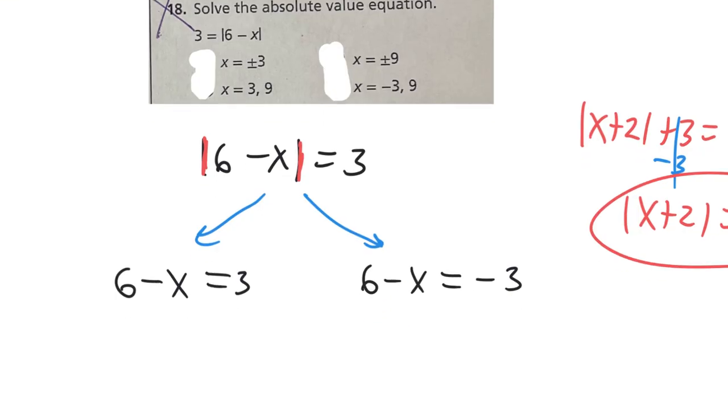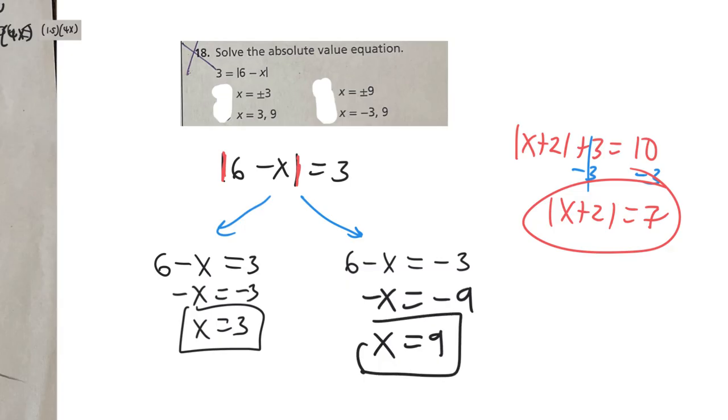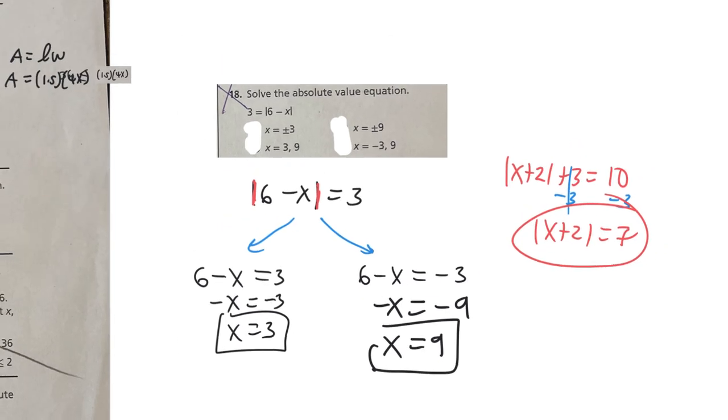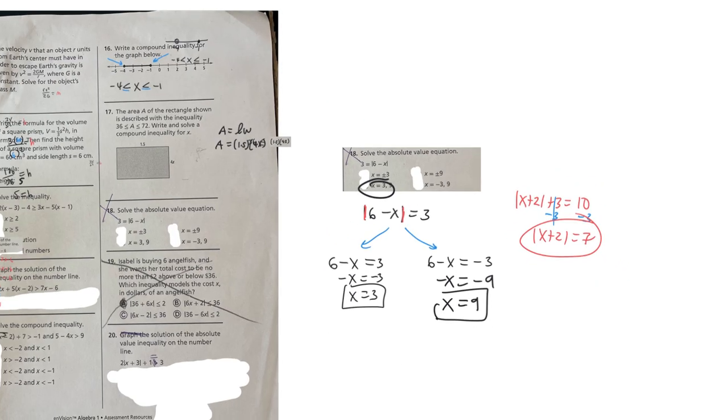Then you solve it. Subtracting 6 from both sides would give us this. Dividing both sides by -1 would give us this. That's one of the answers. Subtracting 6 from both sides would give us this. Dividing both sides by -1 would give us this. That's the other answer. So x equals 9 and 3 right there. All right, that's that.